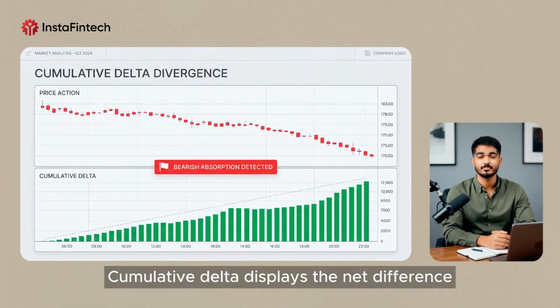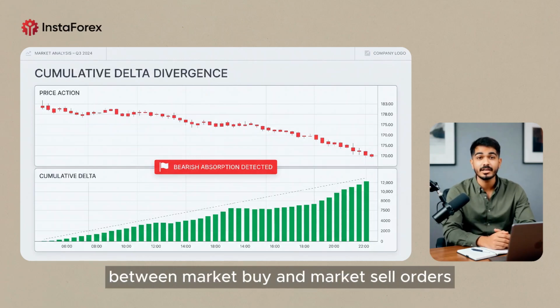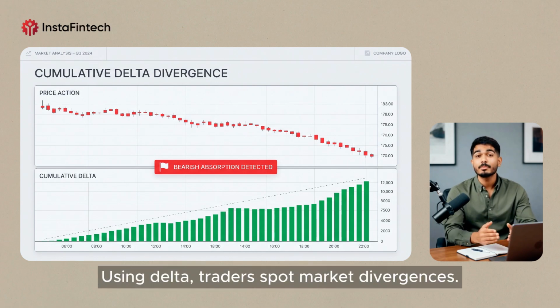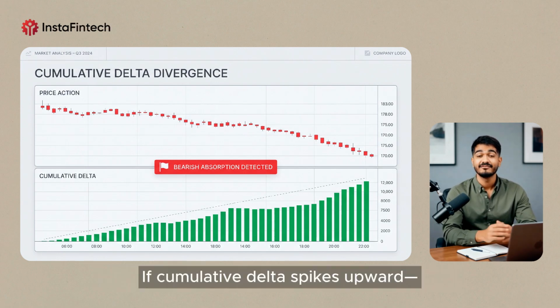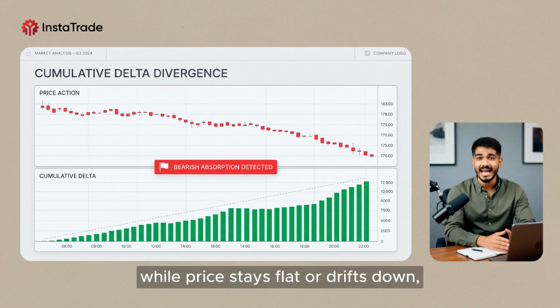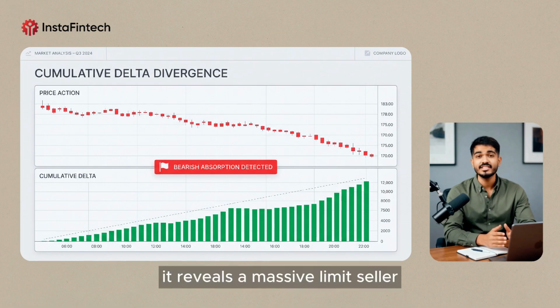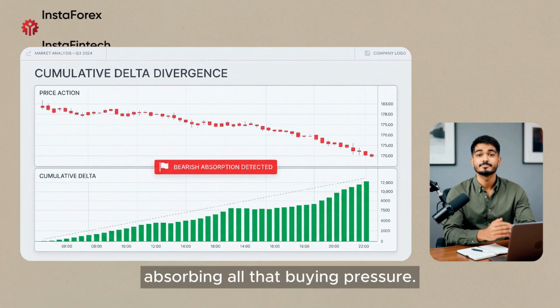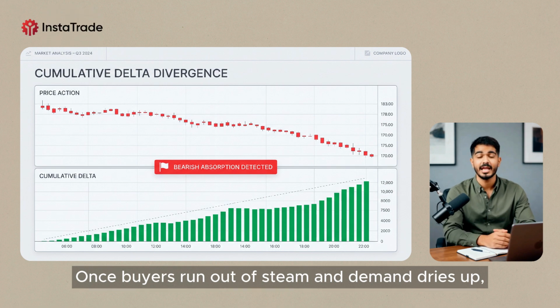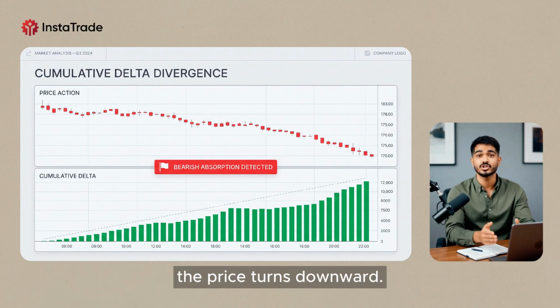Cumulative delta displays the net difference between market buy and market sell orders over a specific time frame. Using delta, traders spot market divergences. If cumulative delta spikes upward, signaling heavy aggressive buying, while price stays flat or drifts down, it reveals a massive limit seller absorbing all that buying pressure. Once buyers run out of steam and demand dries up, the price turns downward.